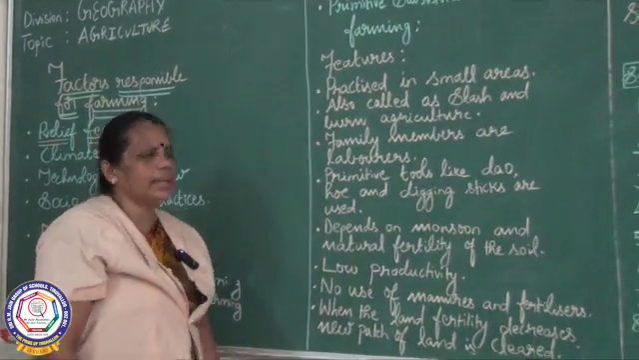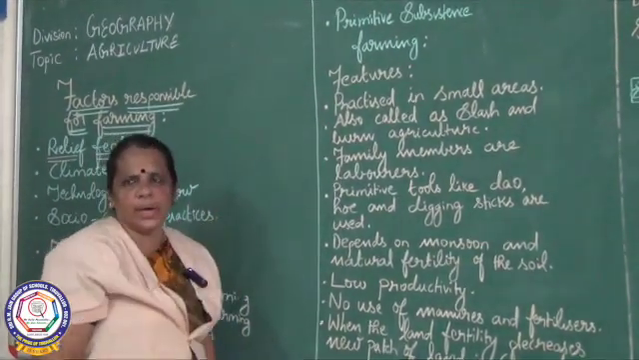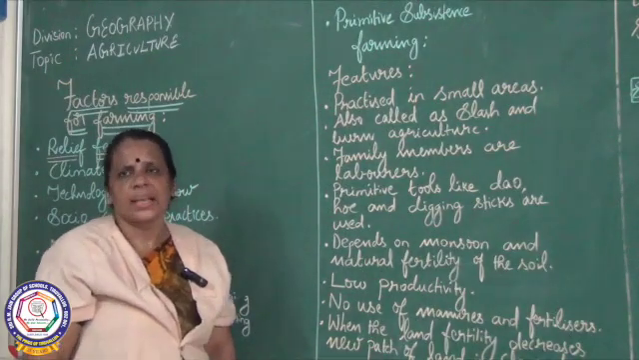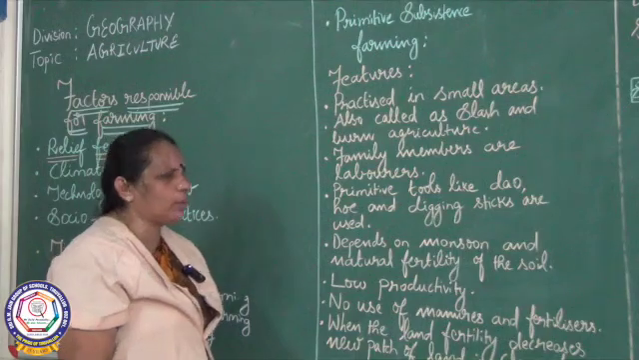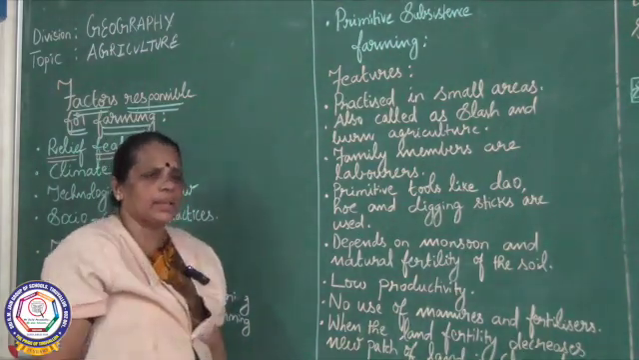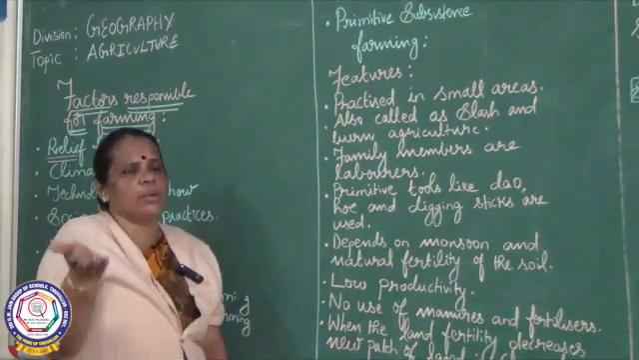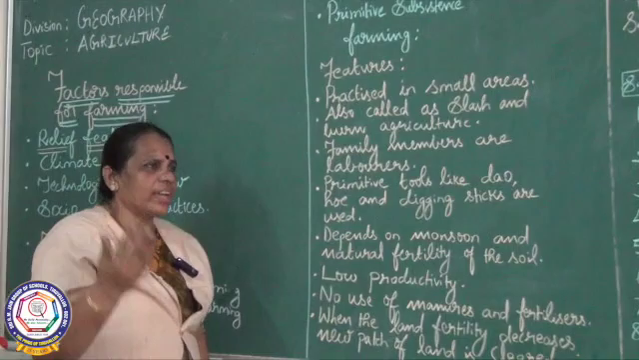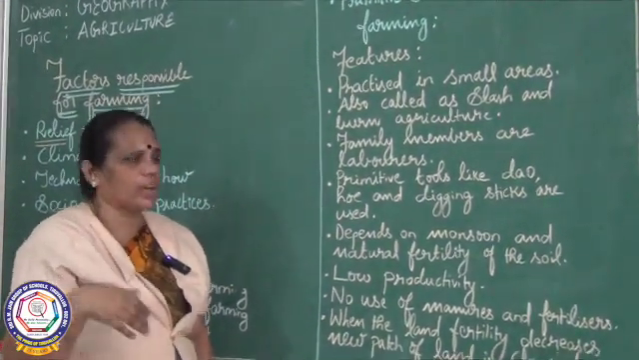The second one, it is also called slash and burn agriculture, because they are not going to live in that particular place. Only for a few years will they be in that place, cultivating their land. Once the land degrades, they will move to some other place, and once again they will clear a fresh patch of land for cultivation.